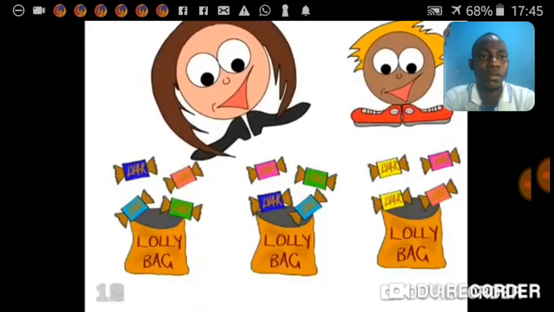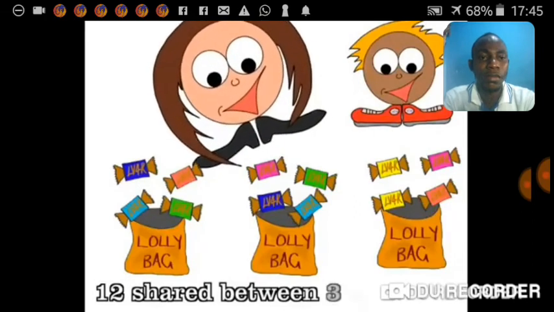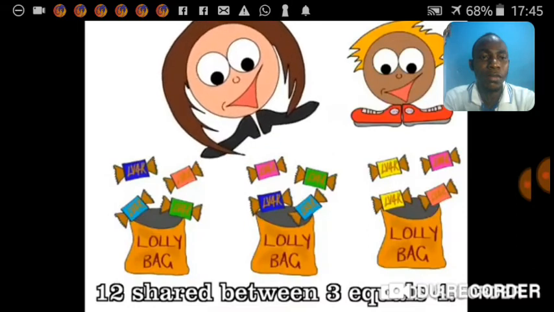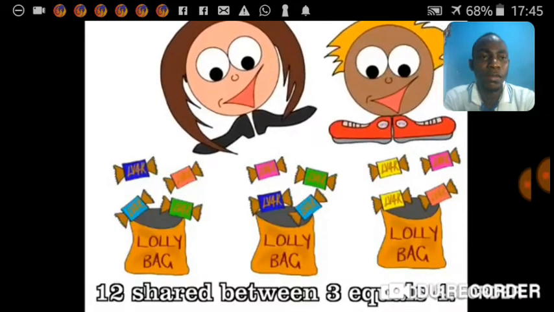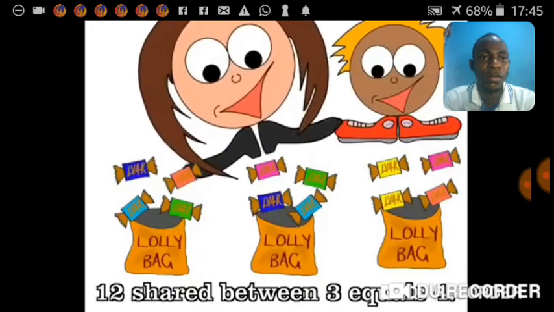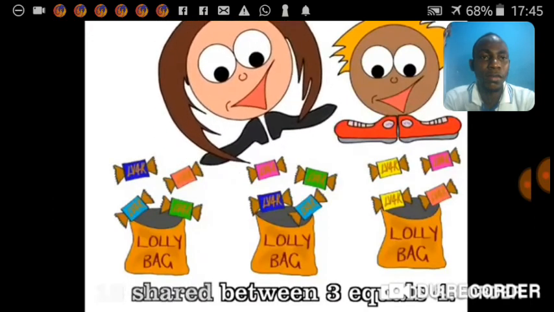Oh, it looks like we've done a good job here. So we had 12 lollies to start with and 3 lolly bags. And how many did they get in each lolly bag? 4, Mummy. Well done. You just shared 12 lollies equally with 3 lolly bags.